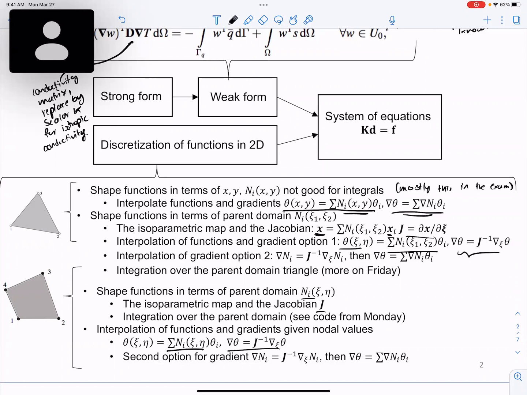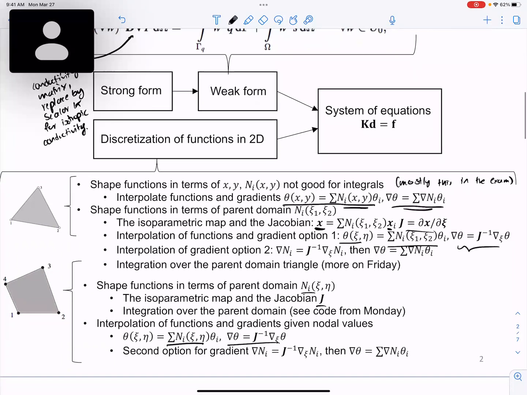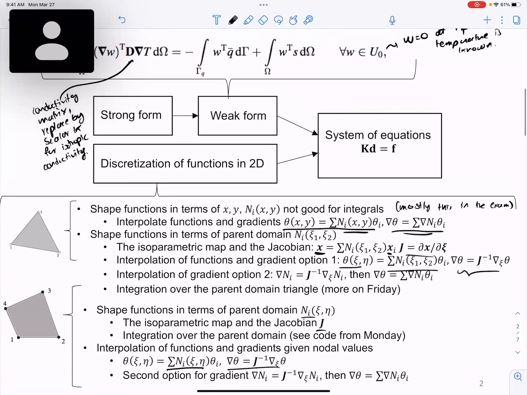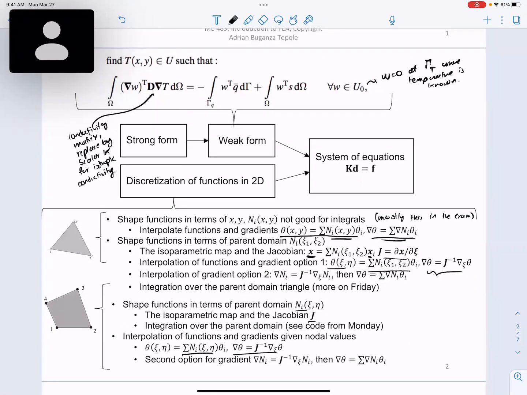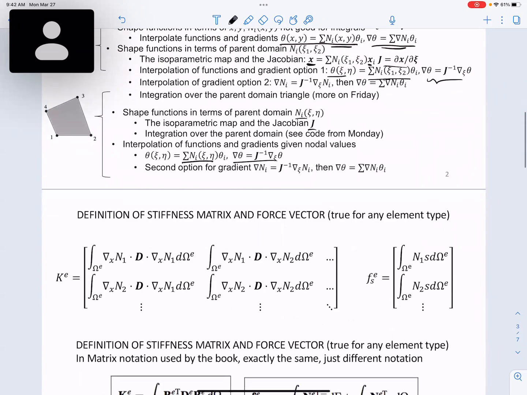Okay, last thing, that's it. This is sort of the entire second part of the course that we have been doing. So weak form, a lot of finite element interpolation, and then when you put this finite element interpolation into the weak form, you get a system of equations. You get a definition for the stiffness matrix, and you get a definition for the force vector. What do they look like? This is what I have here.